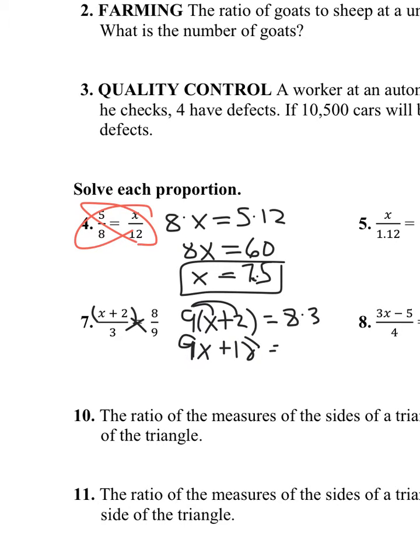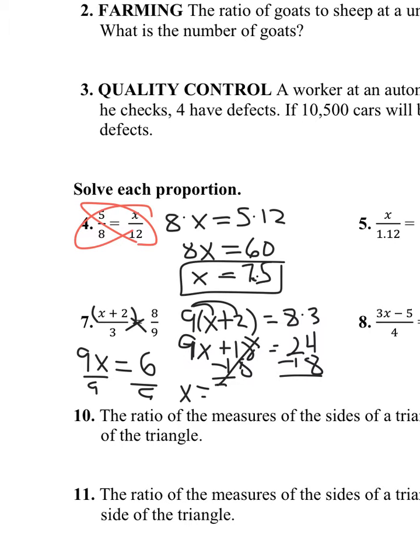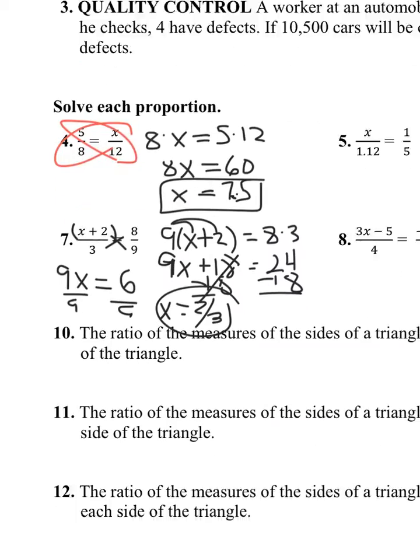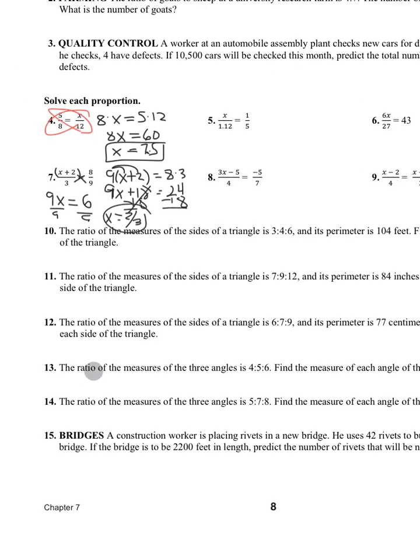So 9x plus 18 equals 24. Minus the 18. 9x equals 6. Divide by 9. X equals 2/3. Whatever it can be, just a regular proportion. Okay? You'll have some of these problems.